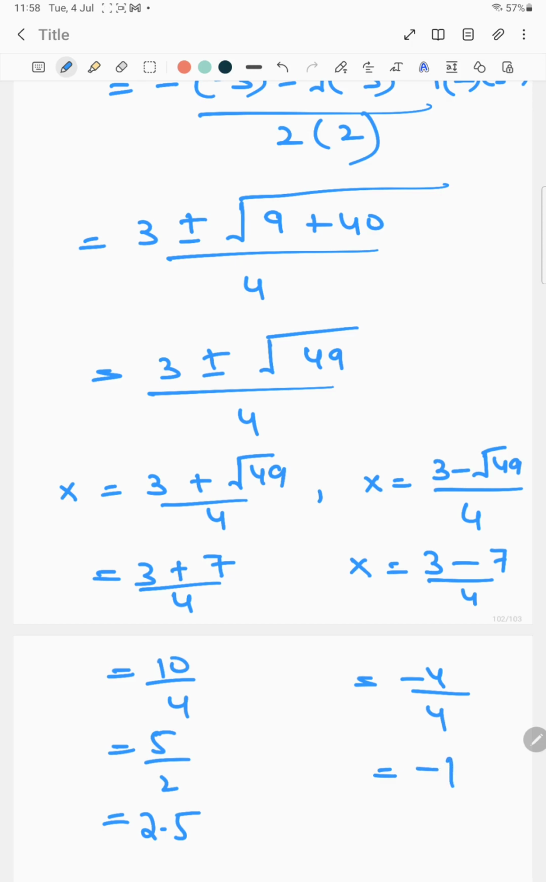So like this you can apply the quadratic formula for solving a quadratic equation.